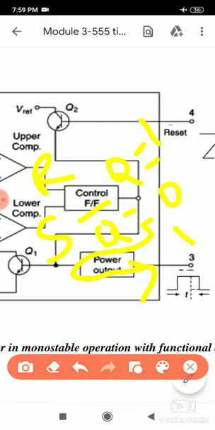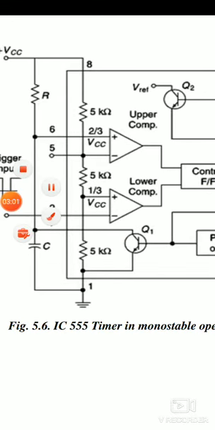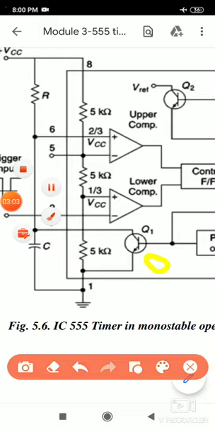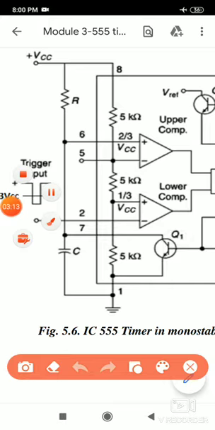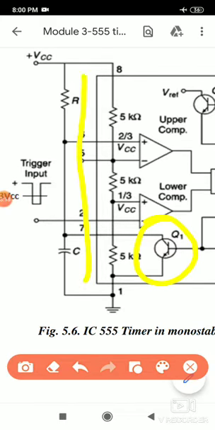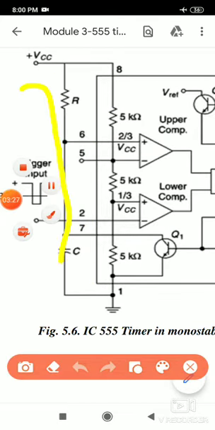At the same time, Q bar 0 is given to the Q1 base terminal. Now the base of Q1 has 0 voltage, so the transistor Q1 will be in open circuit or off condition. Q1 off means the capacitor will be connected to supply voltage VCC with the help of the external resistor R. Now the capacitor will be charging through the external resistor R.